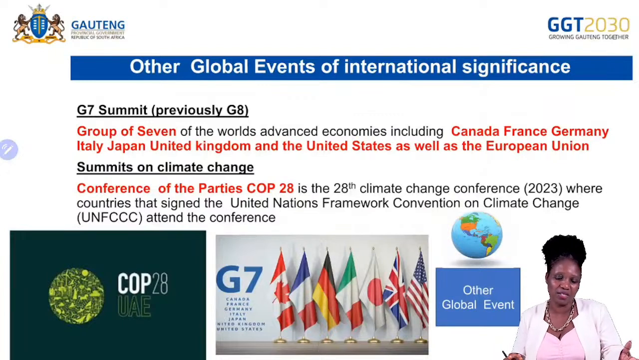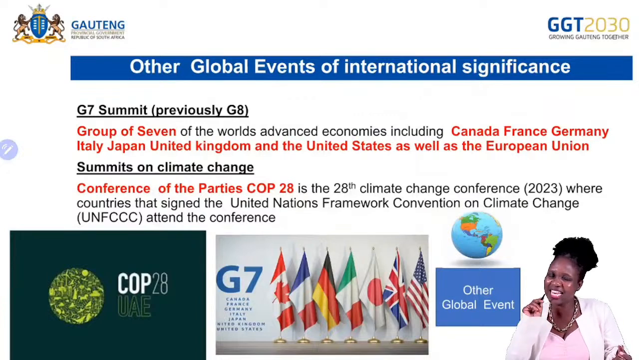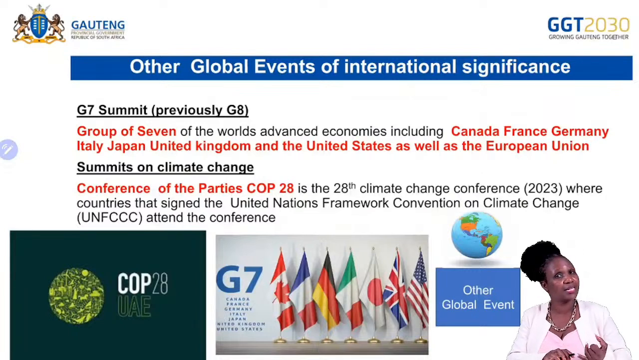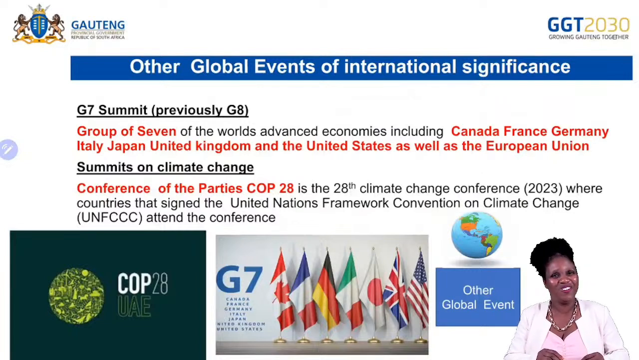These are the G7 Summit, formerly known as the G8 Summit. The Group of 7 is the world's advanced economies, including Canada, France, Germany, Japan, Italy, United Kingdom, and the United States, as well as the European Union.